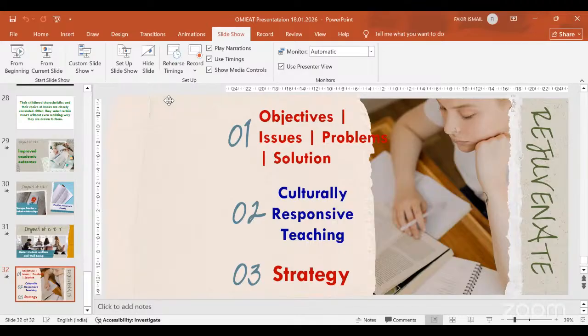We have to look into new strategic methods to teach rather than the chalk and talk method. We need to look for innovative ways. CRT, culturally responsive teaching, and the strategies for how to adopt it are the need of the hour. Dr. Fakir Ismail has made it very clear. It will definitely be a boon to everyone who attended.